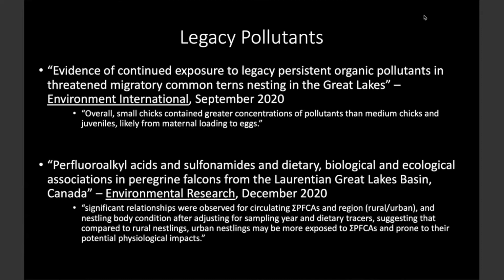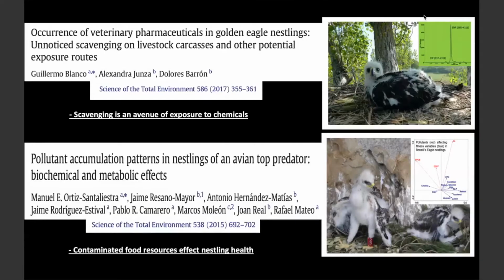Again, we use these birds and these species to provide an indication of what the health of the environment is like. And it also provides an indication of what our health might be like. If we're saying there's a lot more chemicals in these urban environments, that should send up a red flag that maybe we should be looking deeper into these issues to make sure our health isn't being impacted as well. So great papers. A couple more.